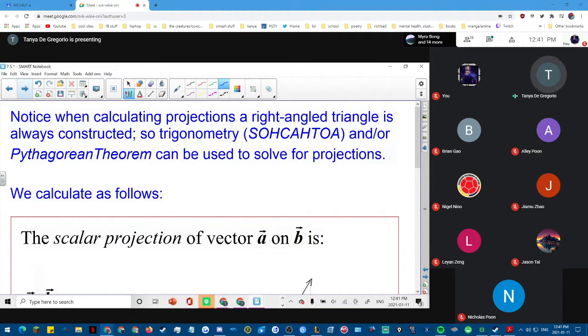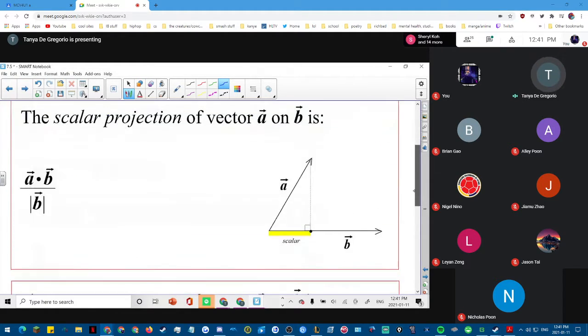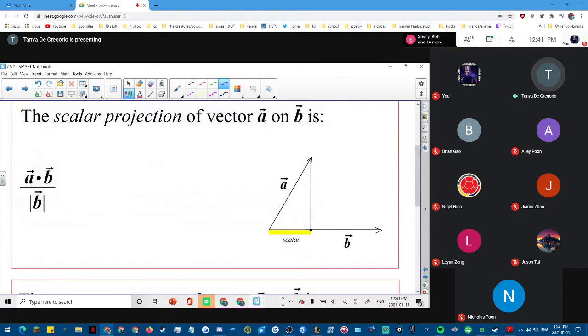Notice, when calculating projections, a right-angled triangle is always constructed. So trigonometry or SOHCAHTOA and/or the Pythagorean theorem can be used to solve for projections. Again, very easy math. Okay? Okay, so let's talk formula. So what is the scalar projection of A onto B? Well, it's the dot product divided by the magnitude of B. Okay, so A dot B divided by the magnitude of B.